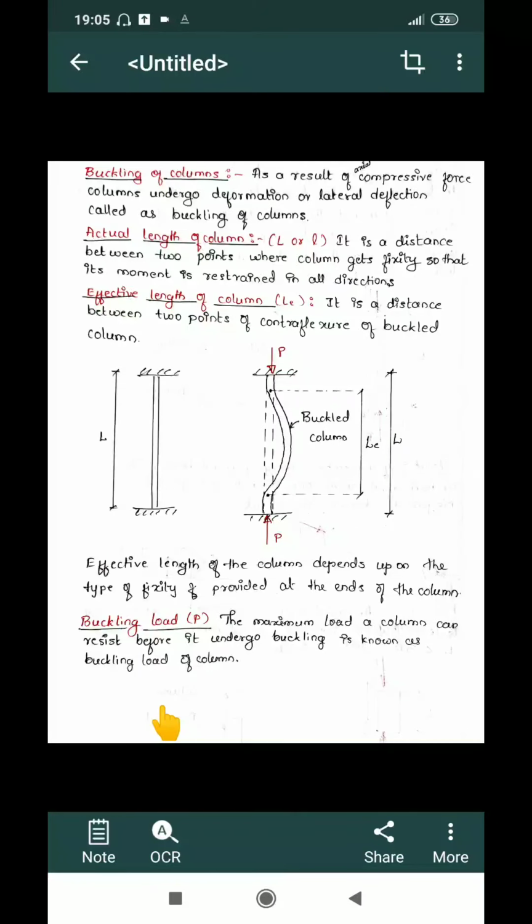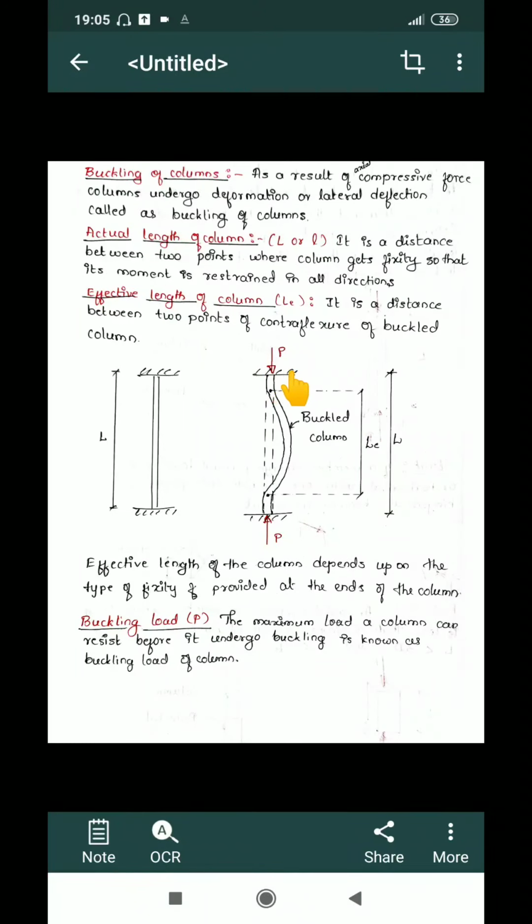Some of the definitions related to a column are, first, buckling of a column. Buckling is nothing but a deflection or deformation of a column in a lateral direction as a result of a compressive force. Whenever a column buckles, it will have 2 points of contraflexure where the deformation starts, and the length between these 2 points of contraflexure is called the effective length of the column, and the original length is called the actual length of the column.